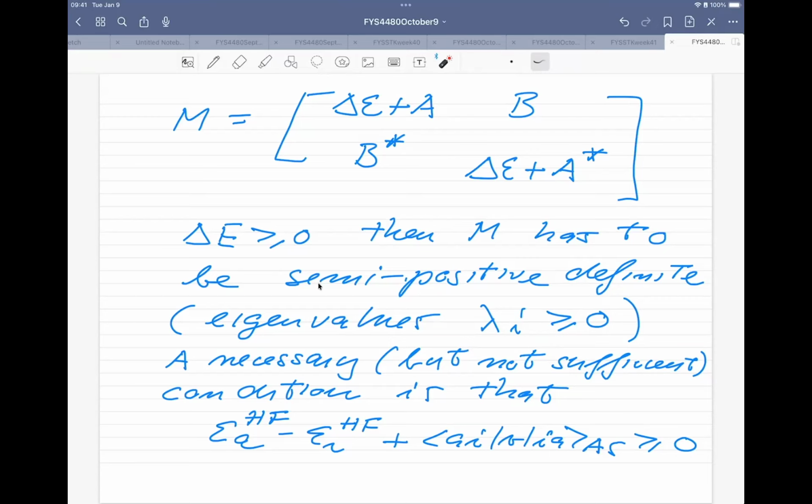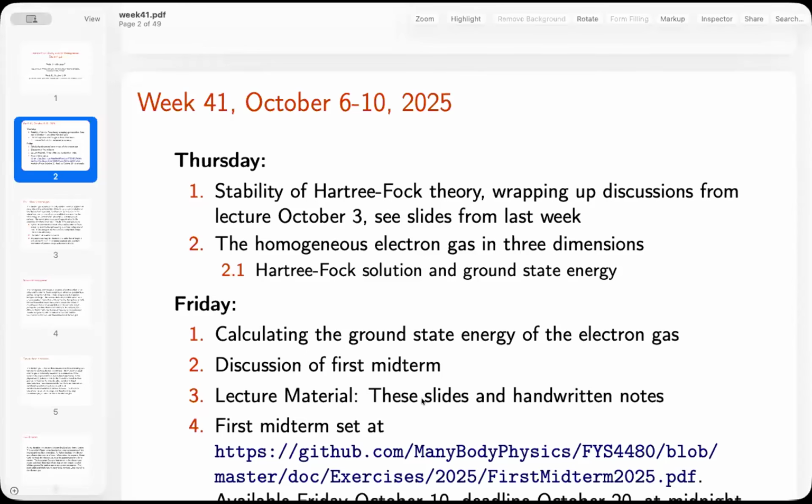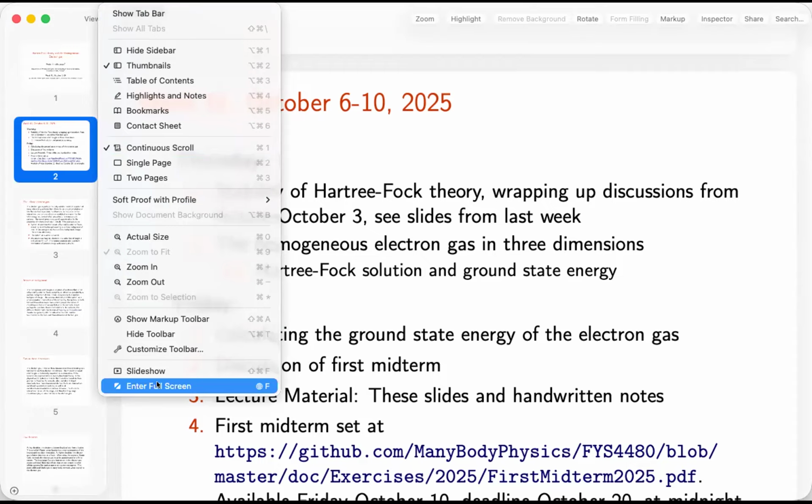Okay? So I wanted to go through some of this by slides, but then with the explicit calculations, we are going to go back to the whiteboard. So let me just bring this up, and then bring up the full screen here.